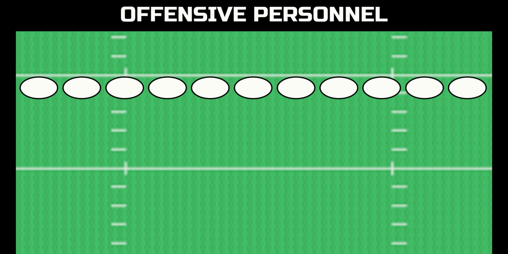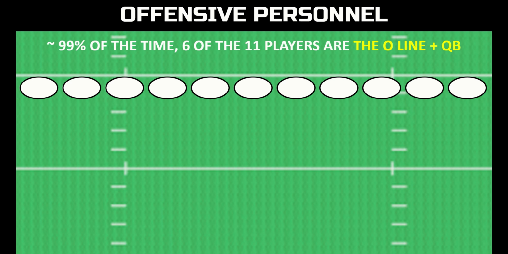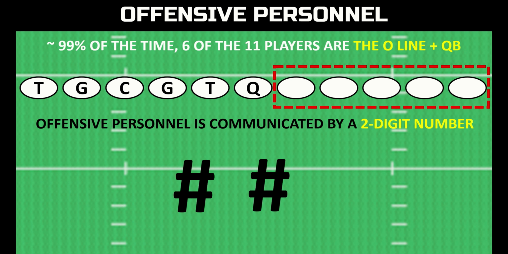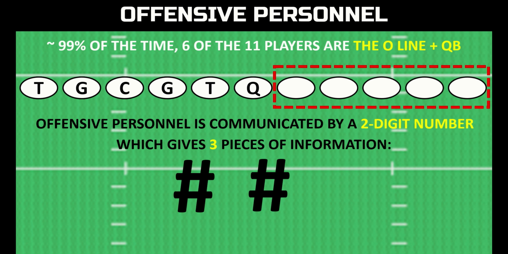Offensive personnel is who are the 11 offensive players on the field. Offensively, 99% of the time, like we said, there are 5 offensive linemen and a quarterback. Okay, so we know who 6 of the players are. The question now is who are the other 5 offensive players? This is communicated by a 2-digit number like 10, 11, 12, 20, 21. And that number gives us 3 pieces of information.